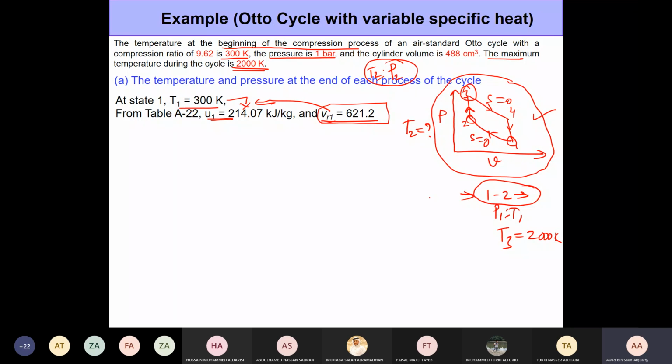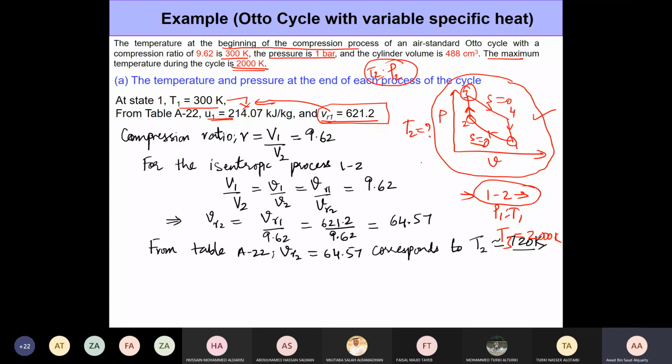And constant volume heat addition is there, of course, from 2 to 3, but 1 to 2 is not a constant volume process. From 1 to 2, you can see the specific volume is changing. 1 to 2 is basically an isentropic compression process, right? And for isentropic processes, we can make use of the formula which relates the ratio of specific volumes to the ratio of volumes.